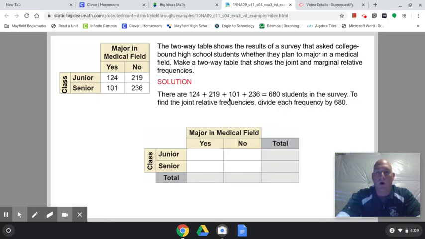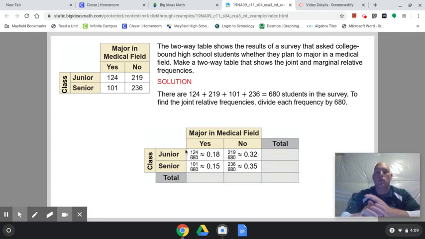They add up all the kids. 680 total students were in the survey, right? So now, boom, you take every joint frequency and divide it by 680. That should make sense, right? So what this looks at right here, let's change this to a percentage, 18%. Out of the kids, 18% were juniors and said yes.